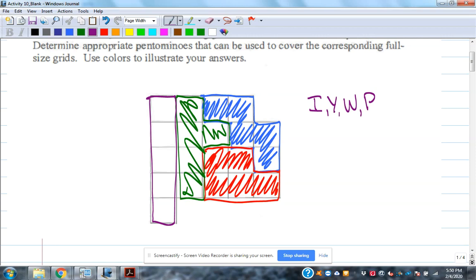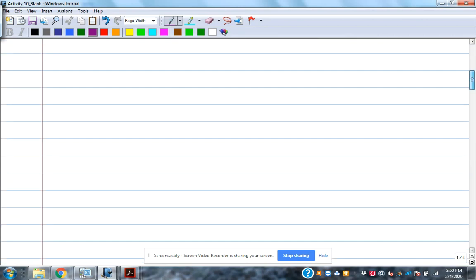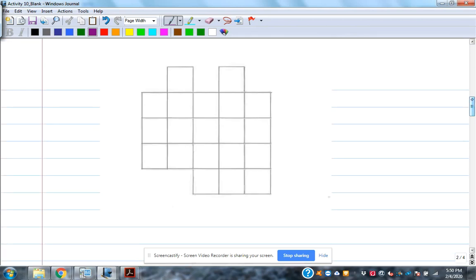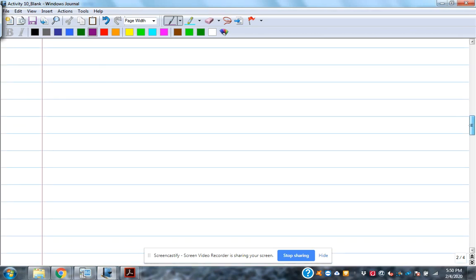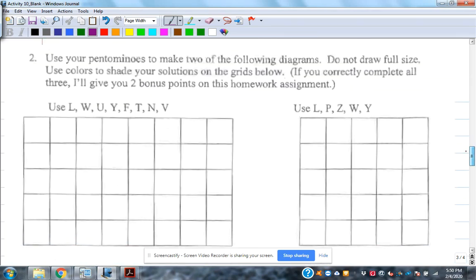But this is not the only answer. There's other ways to get there. When you go to number 2, it's a different picture, the same idea. Fill it in using the Pentomino shapes, and you're just filling it in there with the Pentominoes. And then when you get to number 3, it tells you which shapes to use.